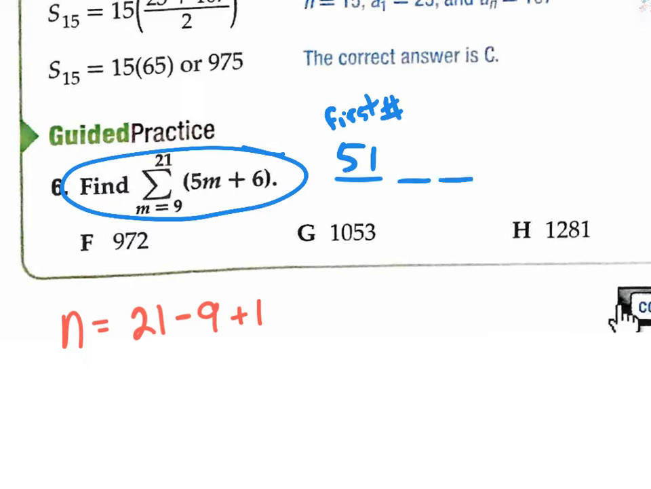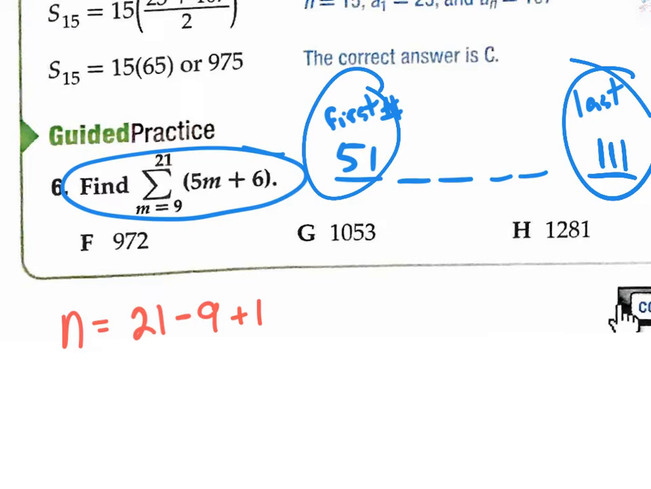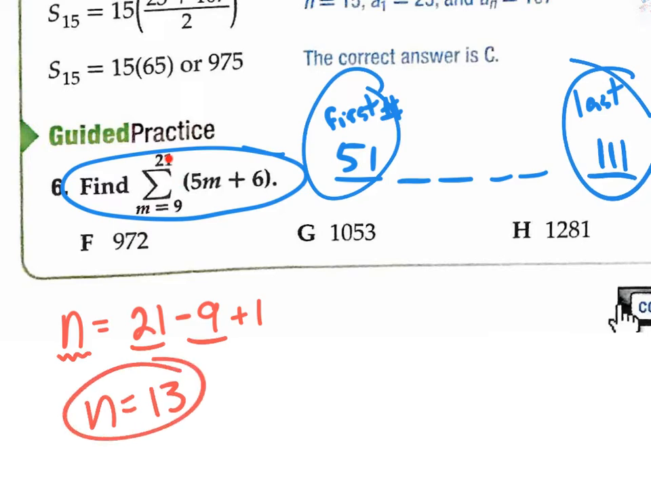And the last number, if you keep going all the way, would be plugging in 21 into here. 5 times 21 is 105. 105 plus 6 is 111. So the last number right here will be 111. Okay, so we have our a sub 1, we have our a sub n. We even know our n. What's our n going to be? It's going to be 21 take away 9. That's really a 12. Plus 1 is 13. So there's actually 13 numbers on this list, not 21.